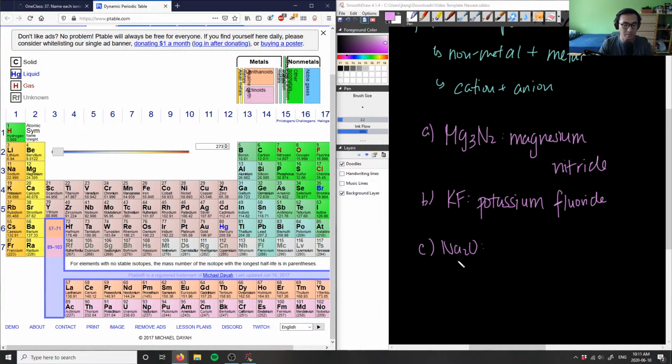Na is going to be my first element here, which is the metal. As you can see, Na exists on the left side of the periodic table, and this represents sodium. And then O here is oxygen. Remember, we drop the ending, so we drop the gen and we add IDE. So this would be sodium oxide. Oxygen becomes oxide here.